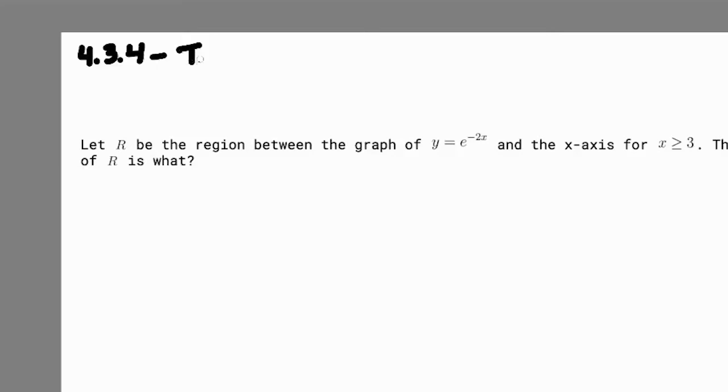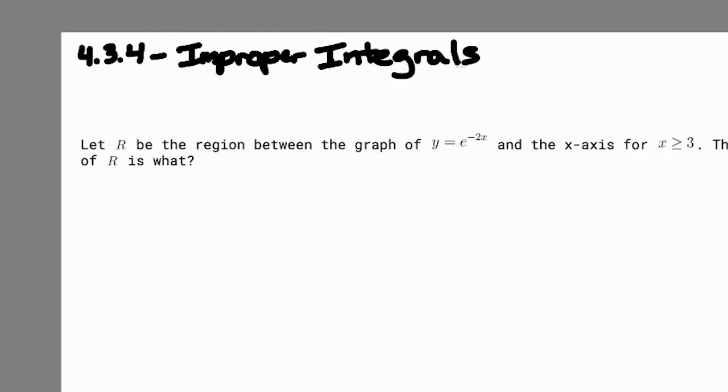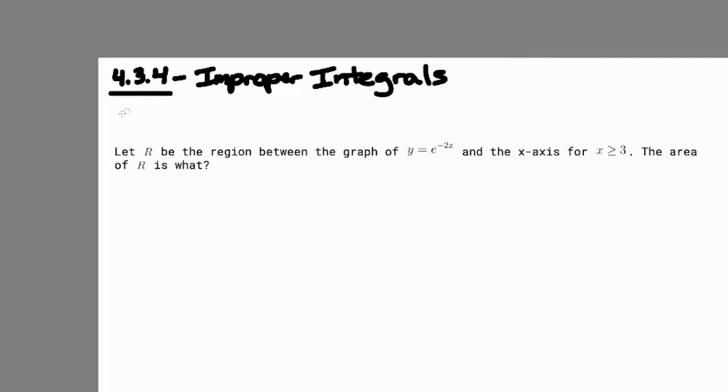And it's in improper integrals. Okay. So this first example here, I'm just going to call it number 1.